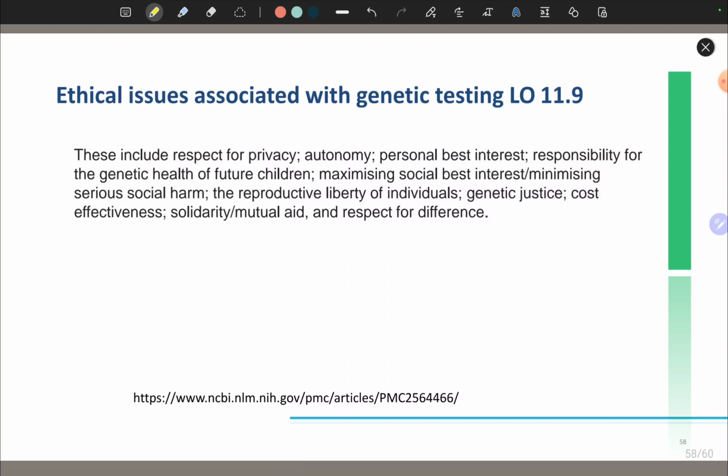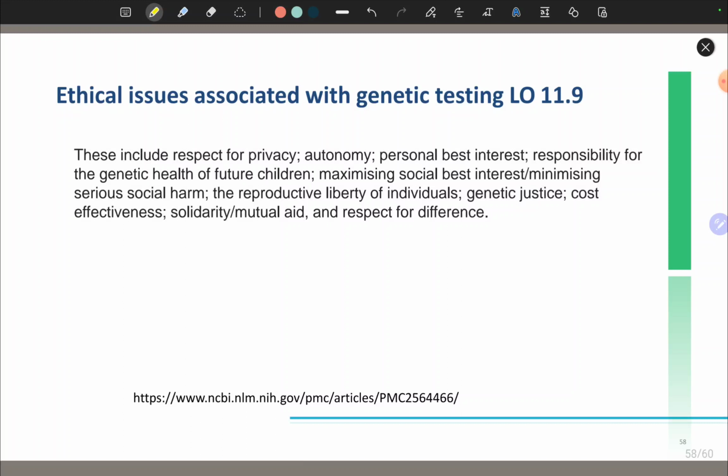This is about ethical issues associated with genetic testing. Ethical issues, ethics. So these are problems that ethics will allow us. So we have ethical and also we have religious problems.